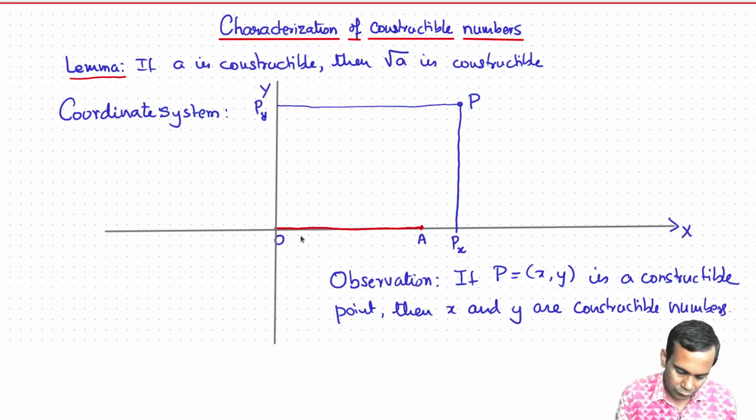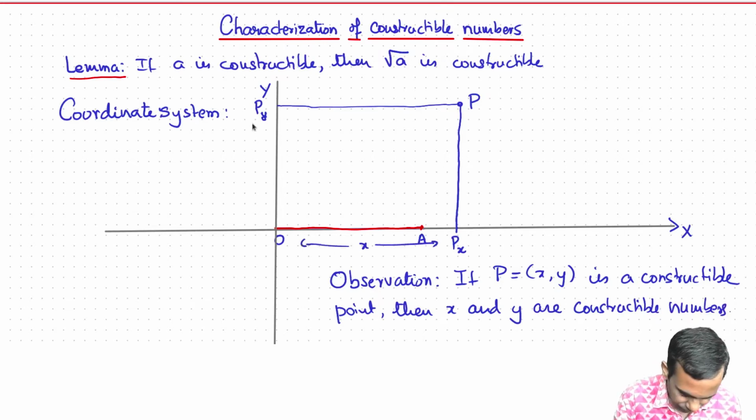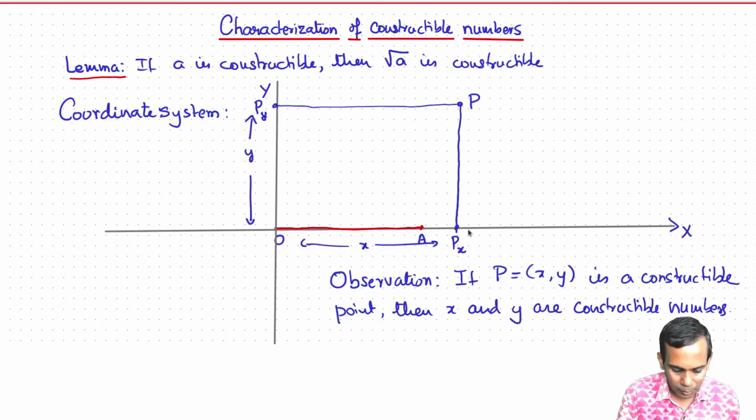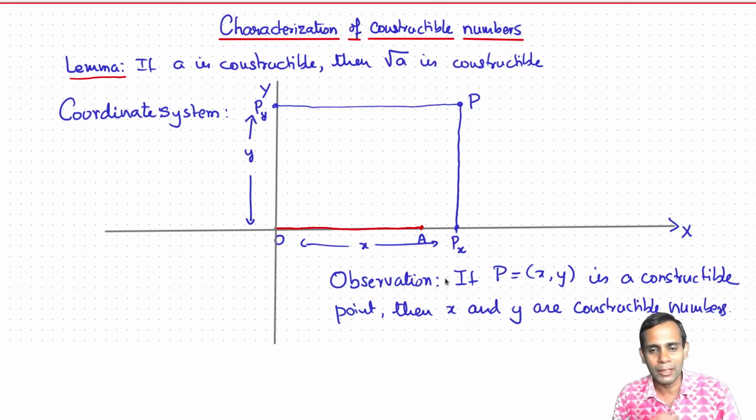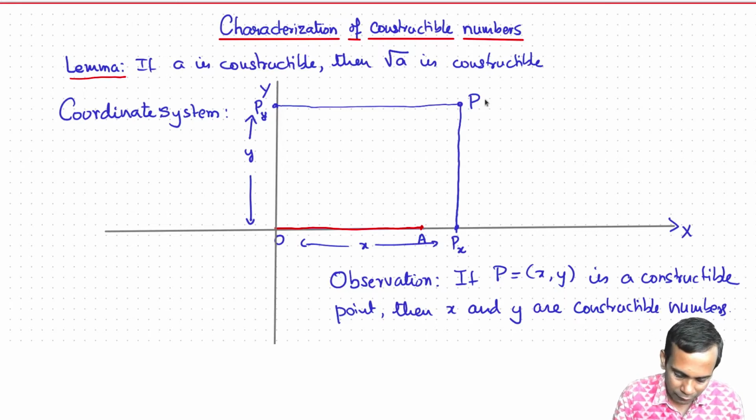But also, if we can construct these distances x and y, then we can mark them off along the x and y axes and draw perpendicular lines. We can draw a line perpendicular to the y axis through this y coordinate and a line perpendicular to the x axis through this x coordinate, and they will intersect in the point P. So also, if we can construct x and y, the point P with coordinates x comma y is constructible.